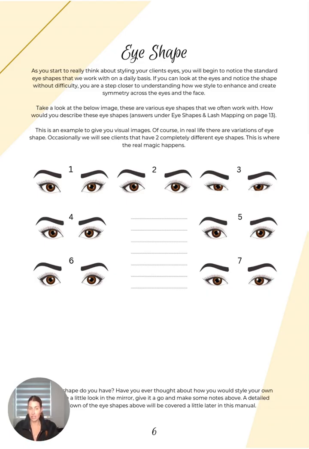So we've got 7 eye shapes here. And what you can do is, if you've got a pen or a paper or you've printed out the manual, write down in the little lines in the middle of the manual what each eye type is. There is actually a little part later on in the manual which explains how we would style each eye shape in order of the shapes here. So you do have the answers there.